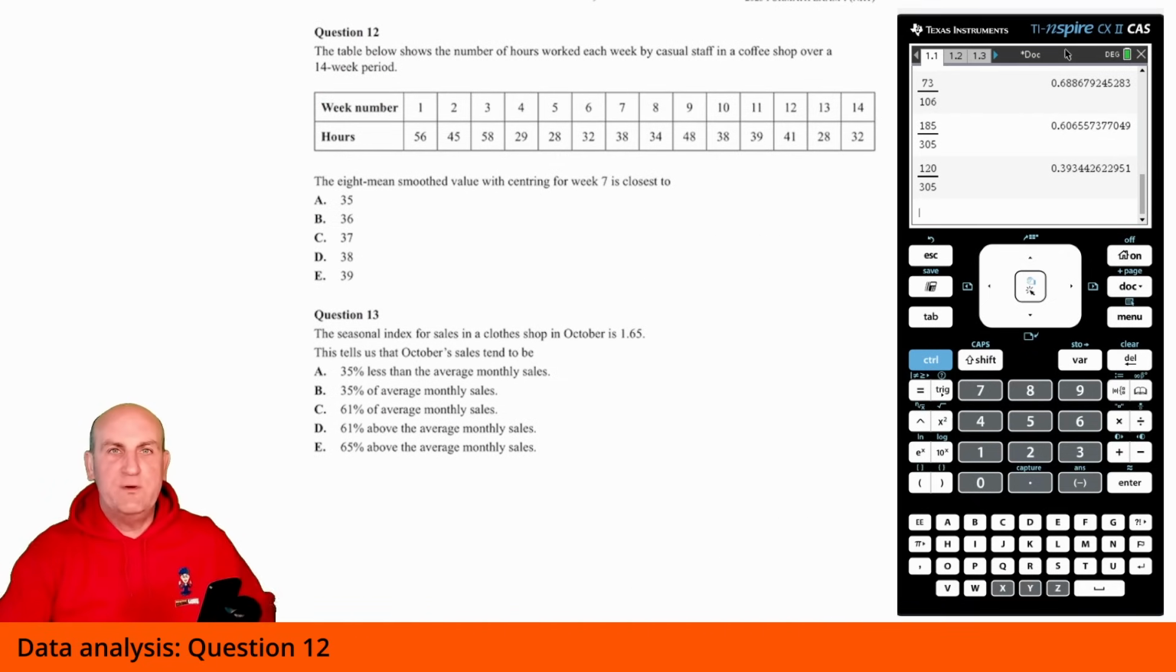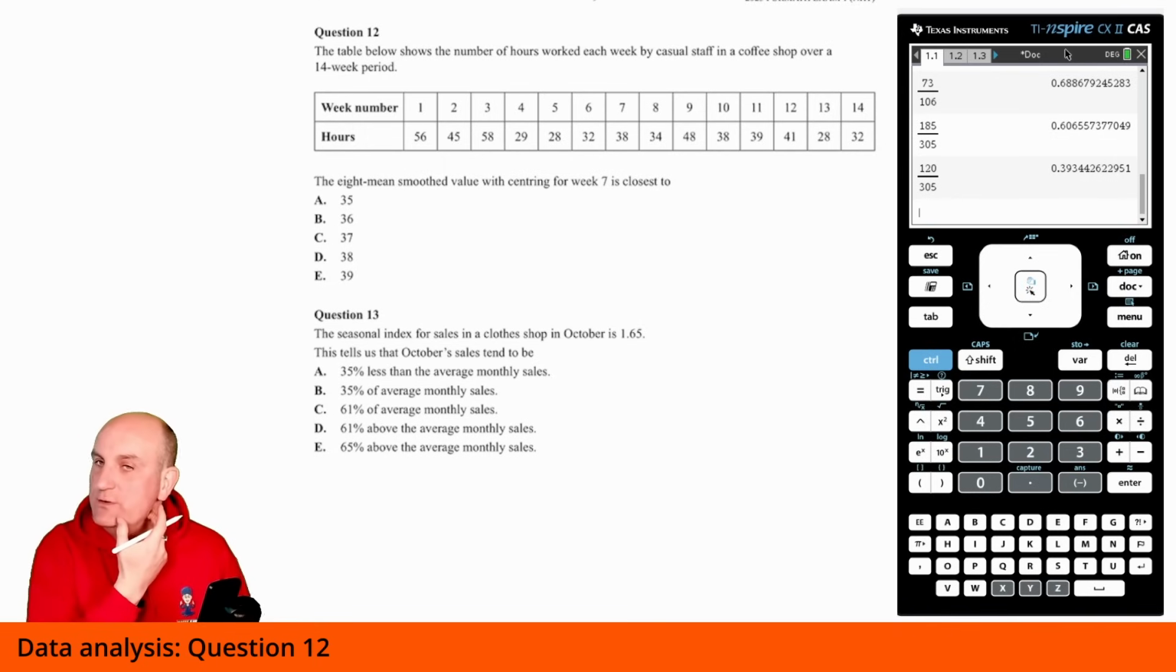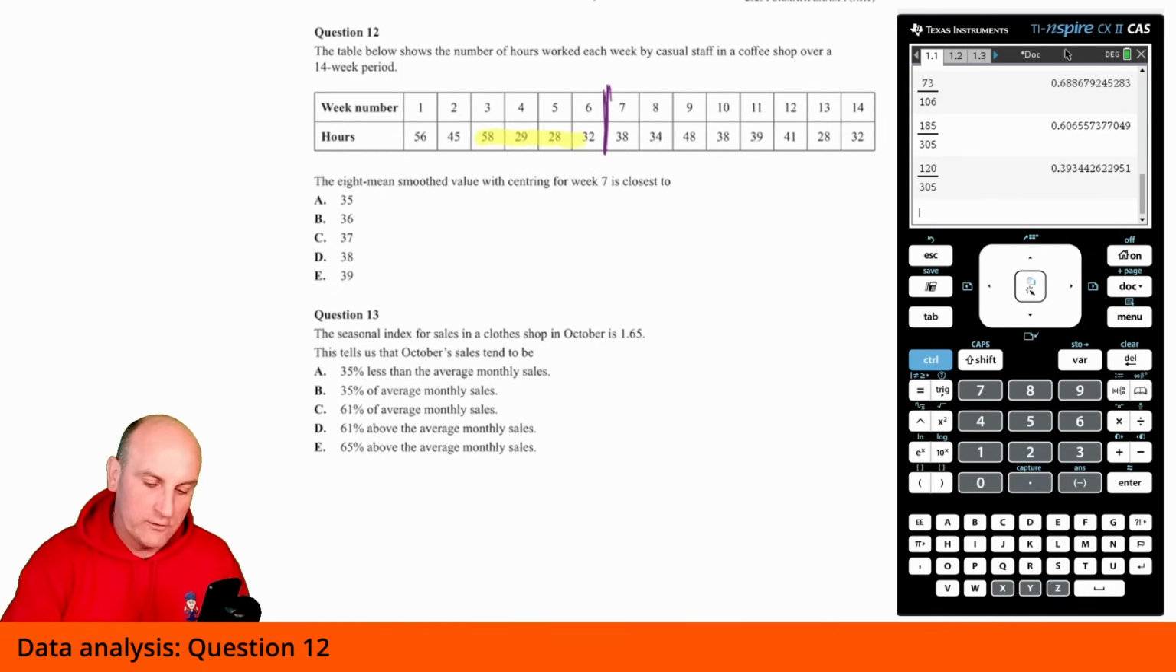The table below shows the number of hours worked each week by casual staff in a coffee shop over a 14-week period. The 8 mean smooth value with centering for week 7 is closest to, and there we go, they love these questions. Right, when I do this type of question, what we are centered for is week 7. So the first thing I do is I do a value on the left-hand side of the 7, and I want 8 mean smoothing. So that means I need 4 values on the left and 4 values on the right. So my calculator is going to be greatly useful here.